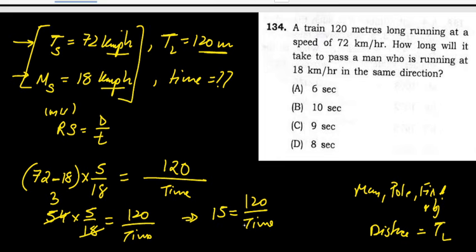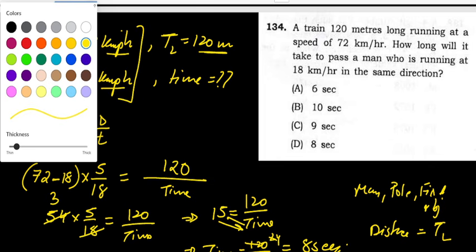So if you cross multiply, this time goes there and 15 comes below. So simply your time will be what? Time will be 120 divided by 15. And if I cancel this, how much are you getting? 5 3s are 15, 5 24s are 120... that means, my friend, this train will require 8 seconds to cross this particular man.